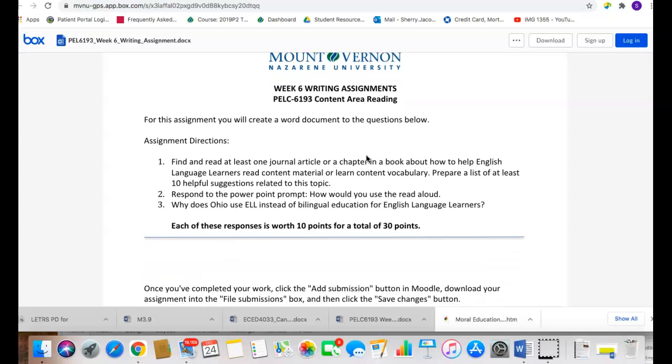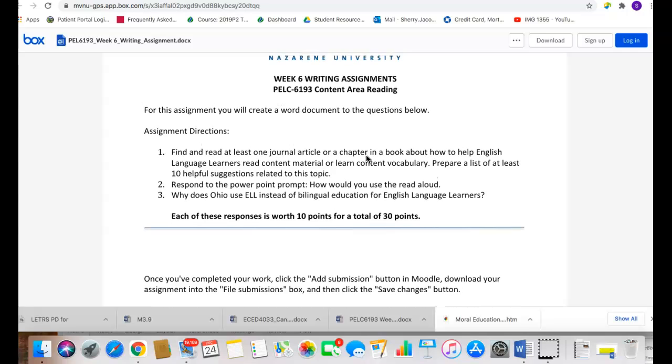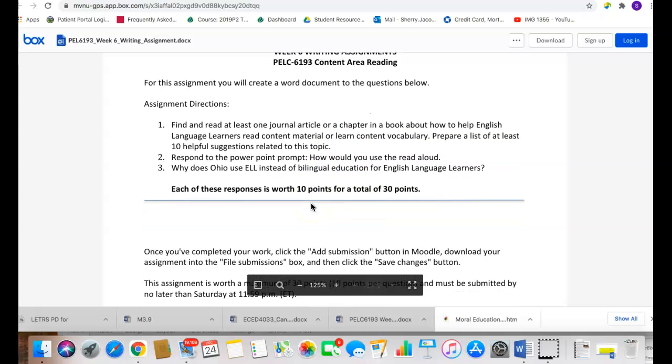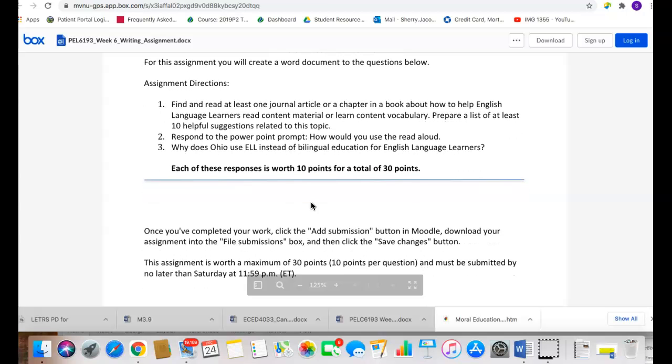Here are the assignments for week 6. You're going to find and read at least one journal article or a chapter in a book about how to help English language learners read content material or learn content vocabulary, and prepare a list of at least 10 helpful suggestions related to the topic. Respond to the PowerPoint prompt, how would you use the read aloud? And respond to the question, why does Ohio use ELL instead of bilingual education for English language learners?